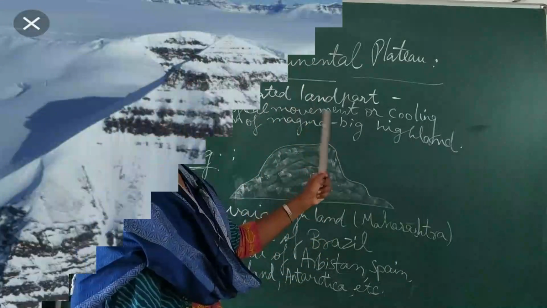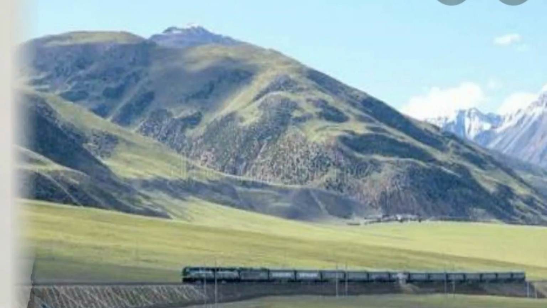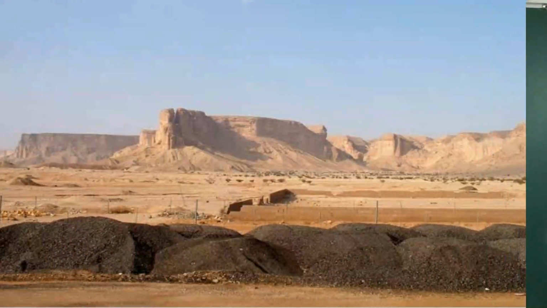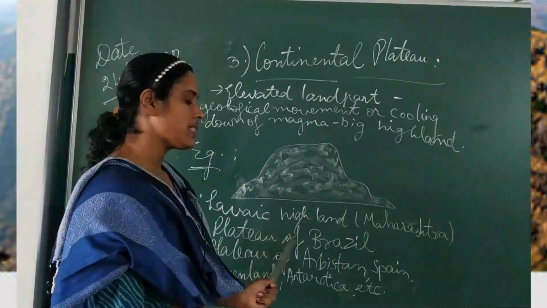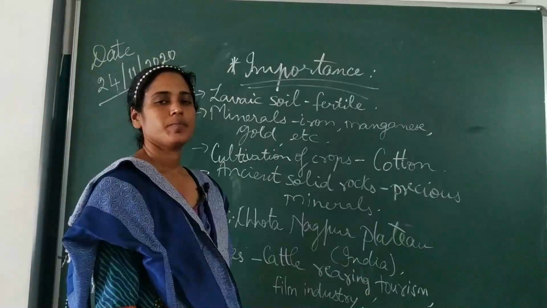So it can be either one of the factors: geological natural movements below the earth's surface, or the cooling down of magma from volcanic mountains. This is a raised part, an elevated portion. Examples are the Lavaic highlands of Maharashtra in India, the Plateau of Brazil, Plateau of Arabistan, Spain, Greenland, Antarctica, etc.